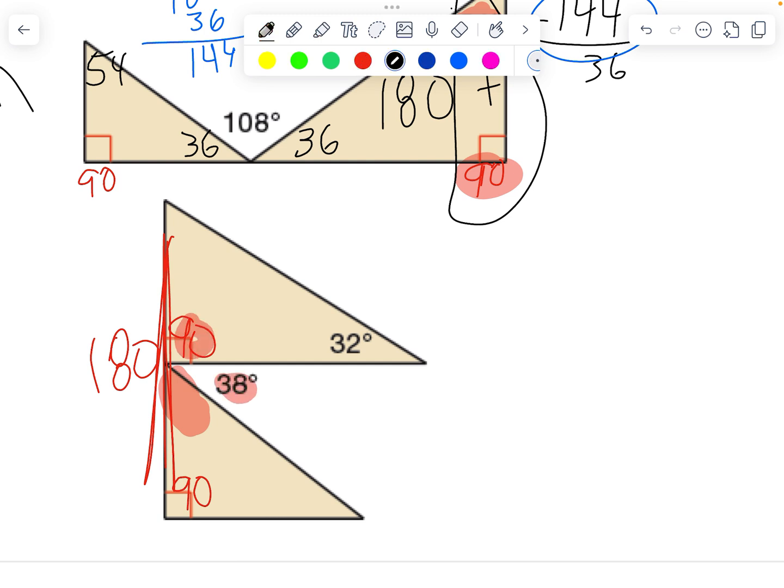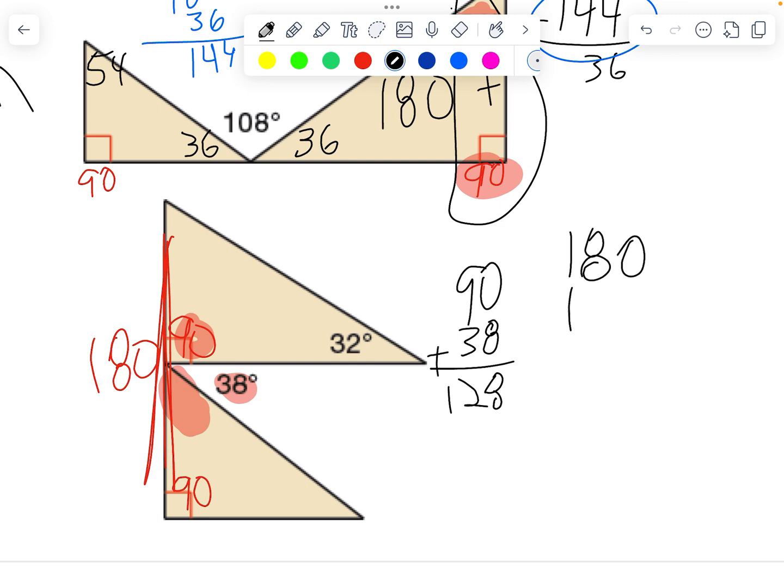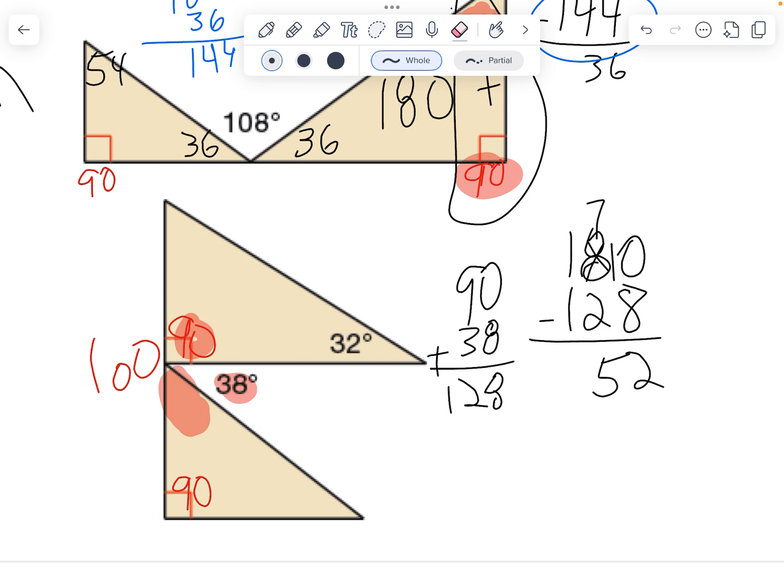All right, so 90 plus 38 is 128. That's adding them together. Now we take 180 minus the 128, and we'll get what we get. 10 minus 8 is 2, borrow, that's a 7, that's a 5, 52. So I know that this angle, let me get rid of this stuff out of the way now, we know that this angle is 52 degrees.